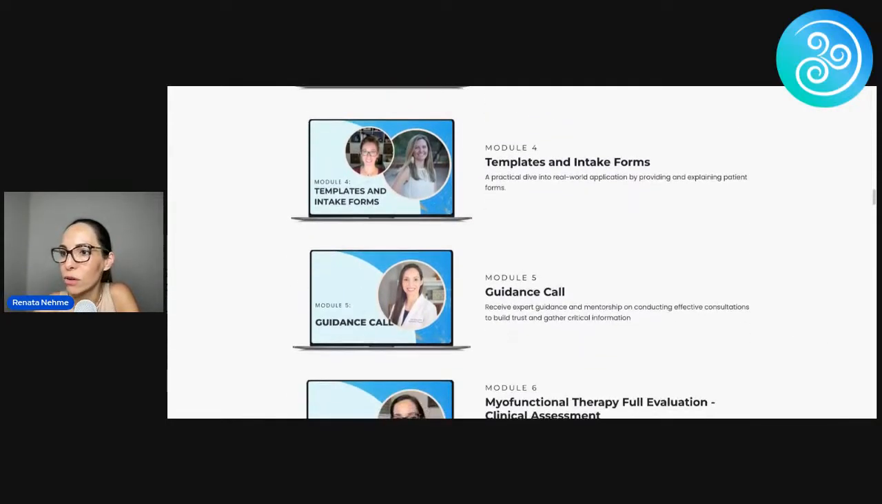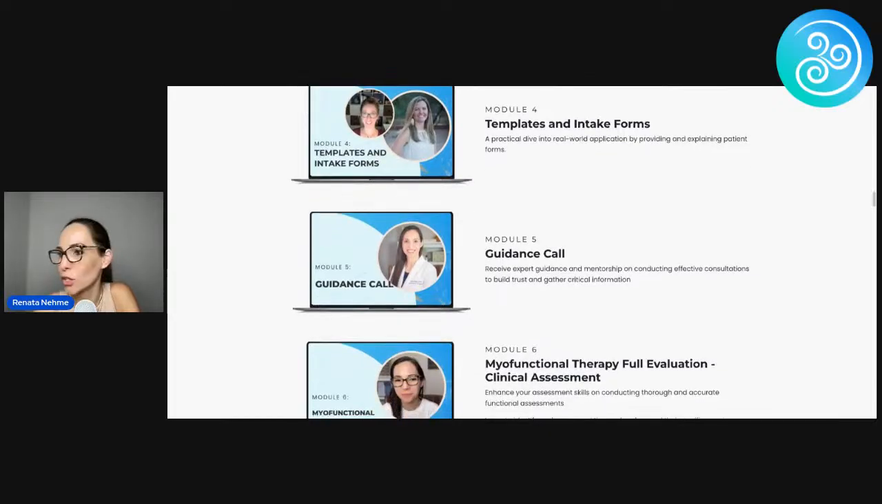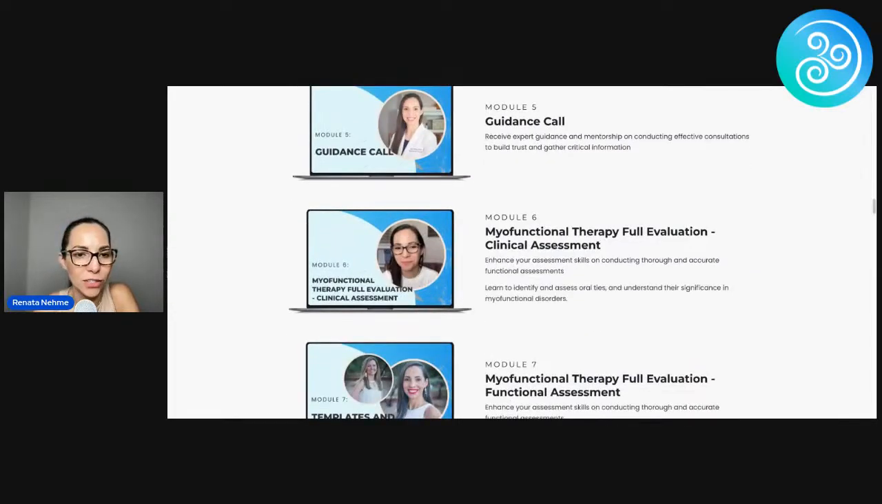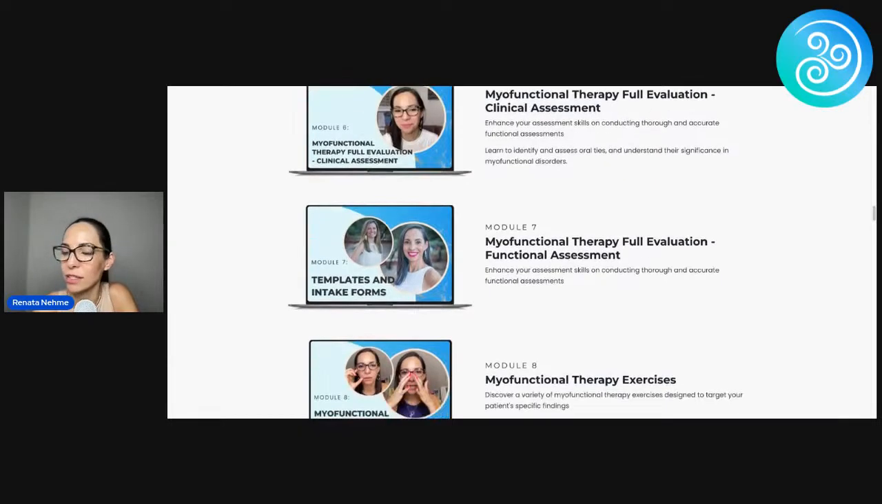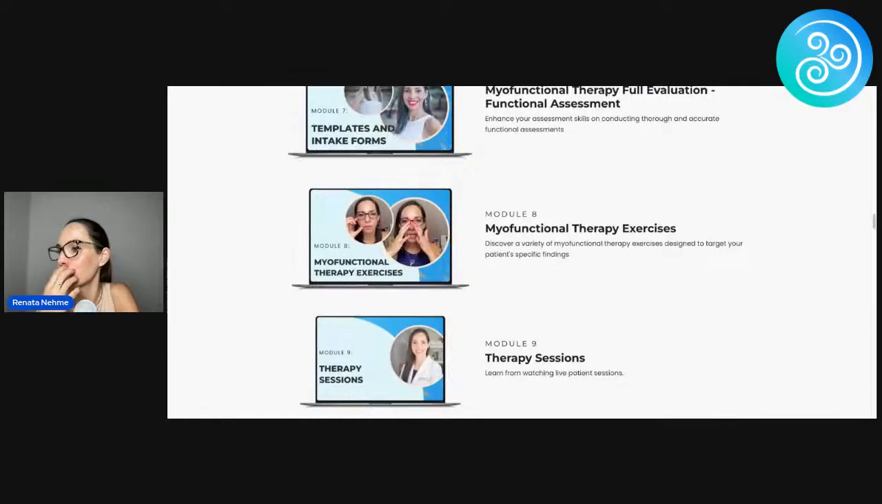Templates and intake forms. We're going to go through what we do. A guidance call. A guidance call is that welcome call, the first time that you have the patient in front of you, and you guys are going to be able to see several examples of how we do that. Myofunctional therapy full evaluation. So then we're going to go into the 2 assessments, the clinical assessment, what you see, and the functional assessment, what the function of those muscles look like. You're going to see several of mine, and there are some of Tamara's also, how we treat our patients. So you can see from both of us.